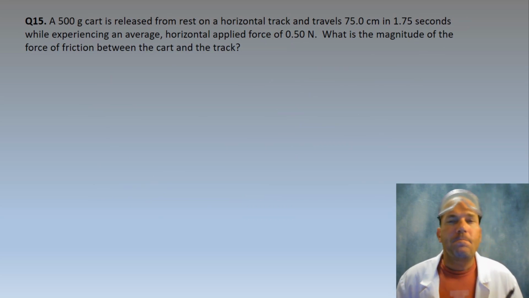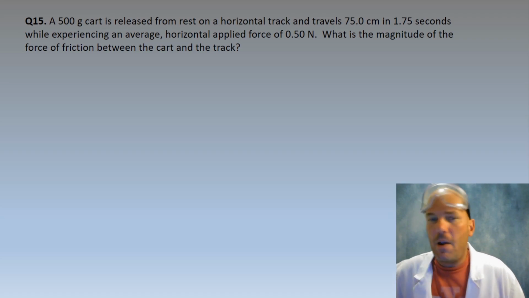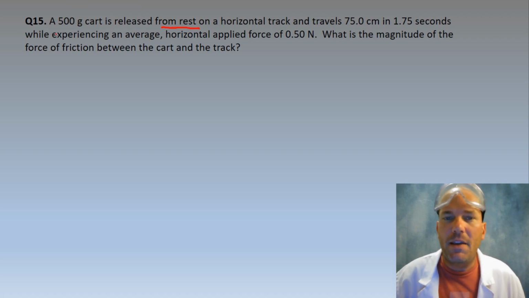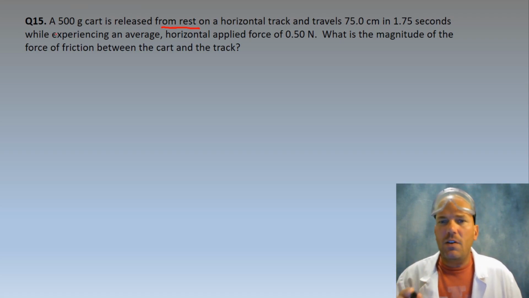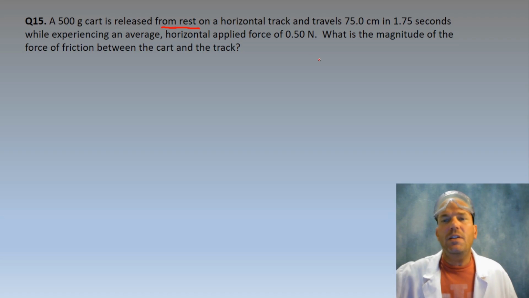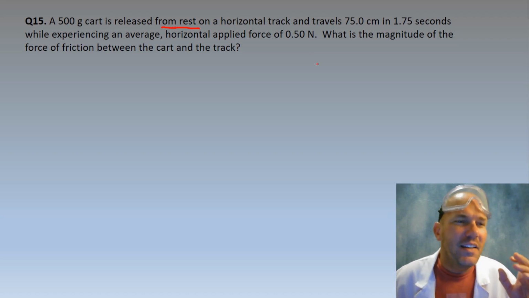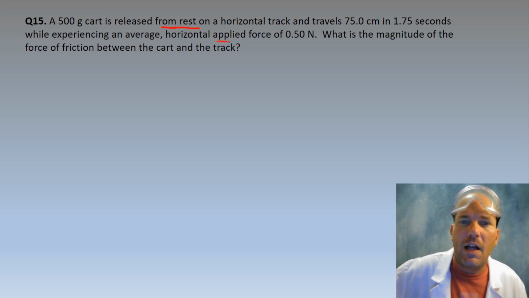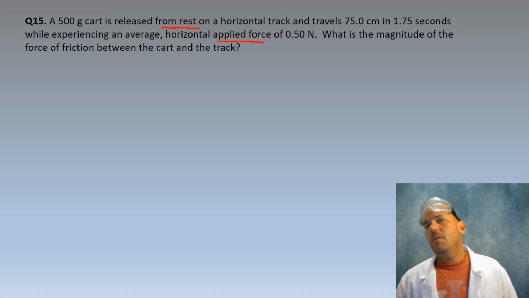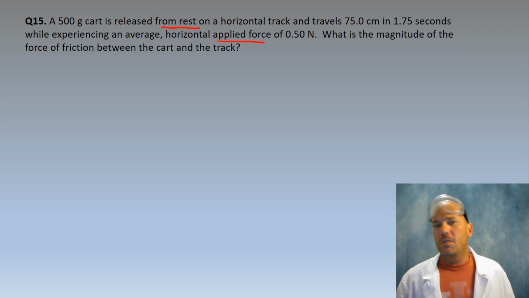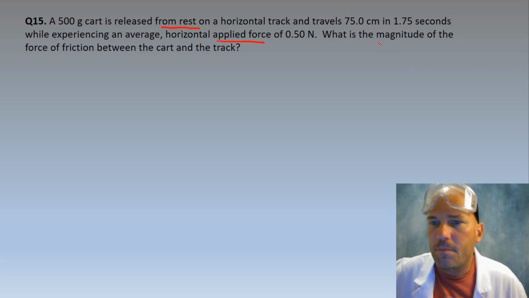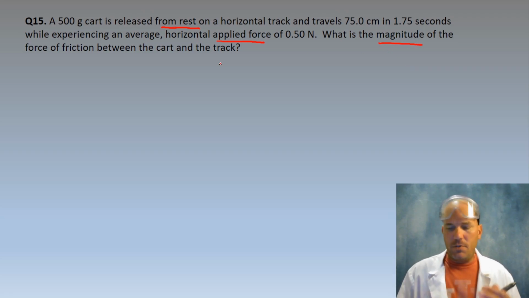Question 15. A 500-gram cart is released from rest. And I also need to change this to base SI units. On a horizontal track, it travels 75 centimeters in 1.75 seconds while experiencing an average horizontal applied force of 0.5 newtons. What is the magnitude of the force of friction between the cart and the track?